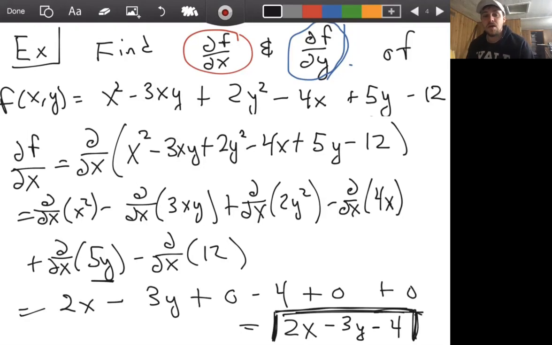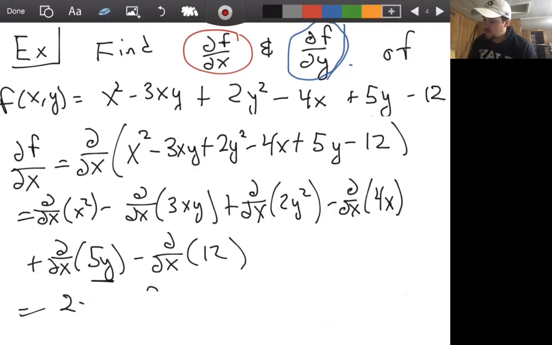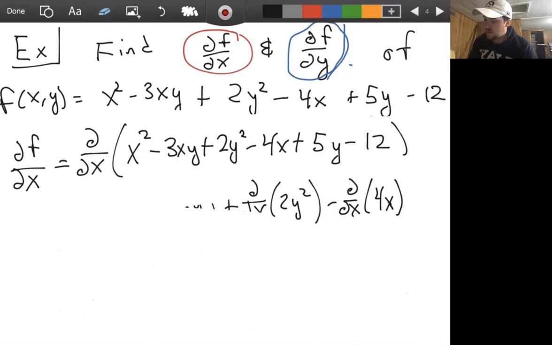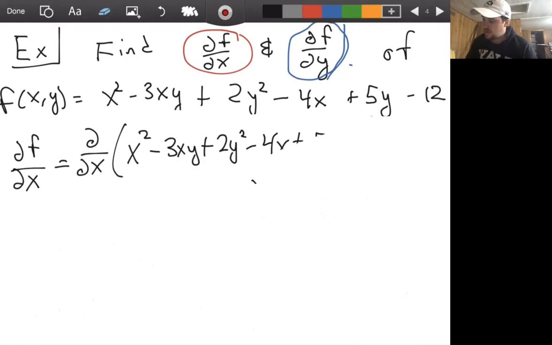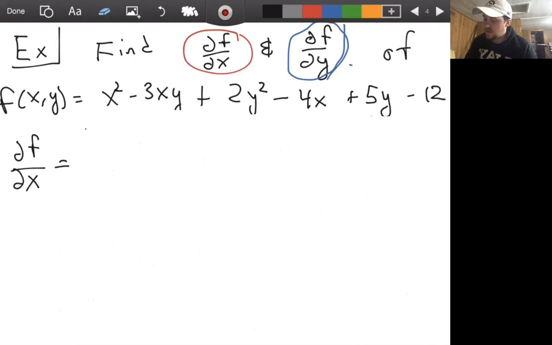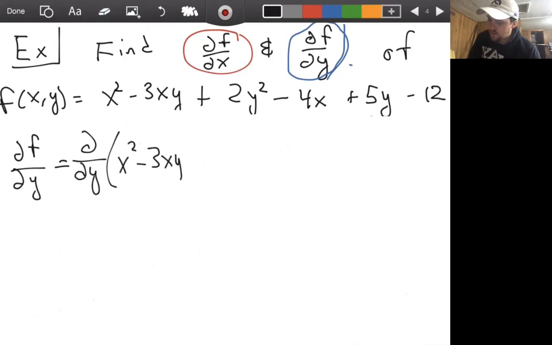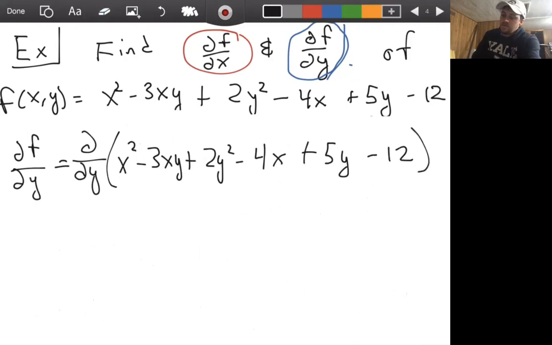And notice this is a lot nicer, right? And so what if we want to find the partial derivative with respect to y? Well, we can do the same thing. Let's find del f del y, the partial derivative of f with respect to y, right? And so now this is partial with respect to y of x squared minus 3xy plus 2y squared minus 4x plus 5y minus 12, okay?